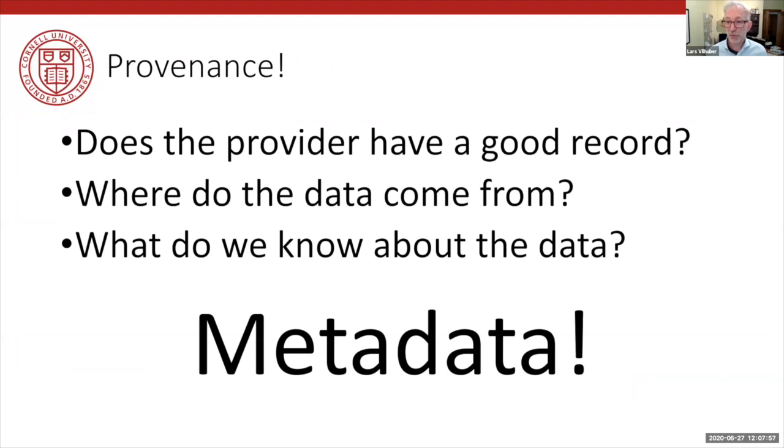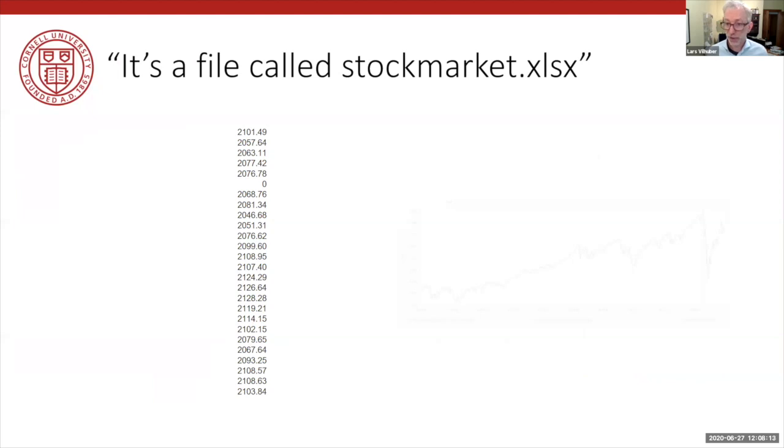So does the data provider have a good record? Where did the data come from, and what do we know about the data? That's what we call metadata, and metadata can take many aspects, okay? So let me flip that same hexadecimal data around and call it stock market. It's a spreadsheet. Well, I have some idea what it's supposed to mean, and maybe now I can interpret those hex codes and turn them into a series of numbers. But do I still think that I know everything that's needed about the data to call it trustworthy?